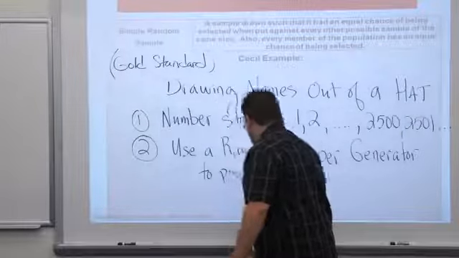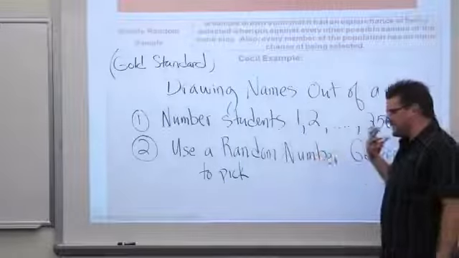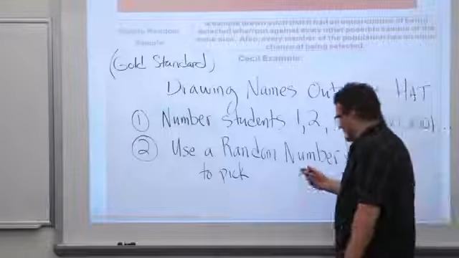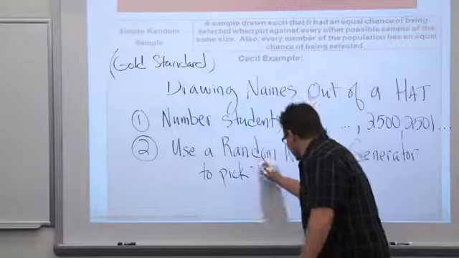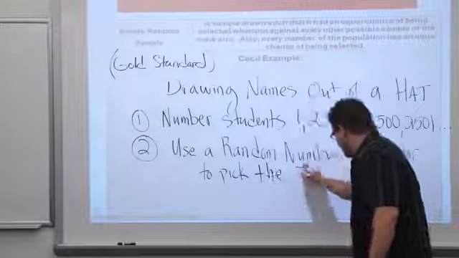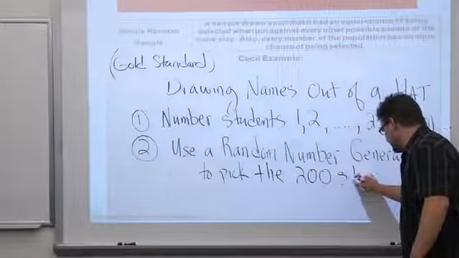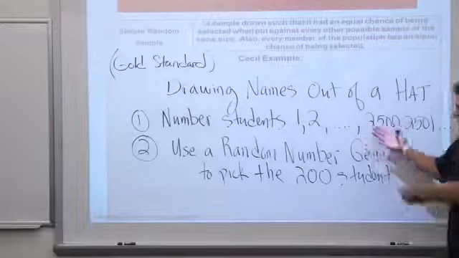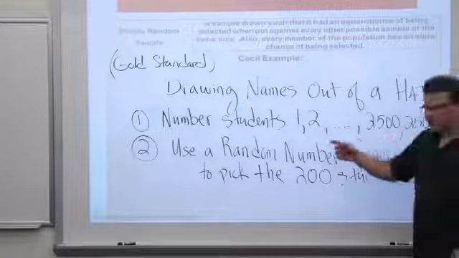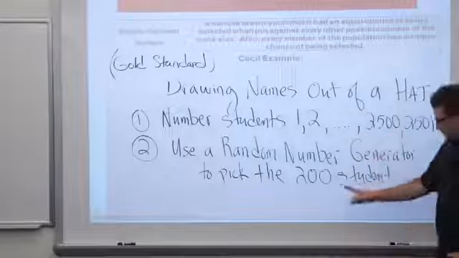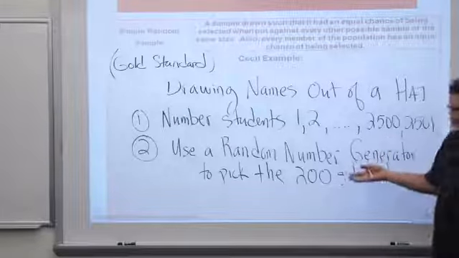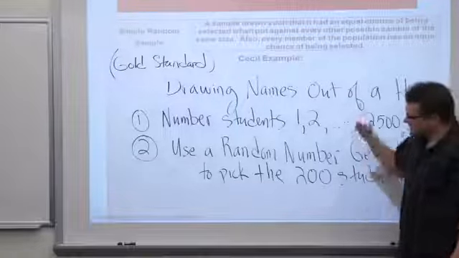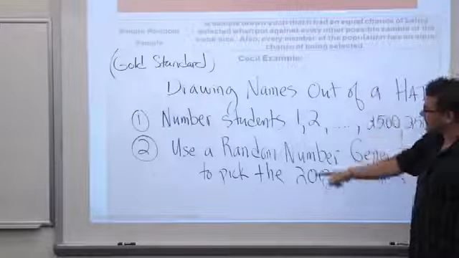to pick. I'm thinking back to two videos ago, maybe we taped that a week ago. I think we picked 200 students in our example. I sure hope we did. So use the random number generator to pick the 200 students. Everybody has an equal chance of getting picked. Every possible sample of 200 is as equally likely as every other possible sample. This is the best way to draw a sample.